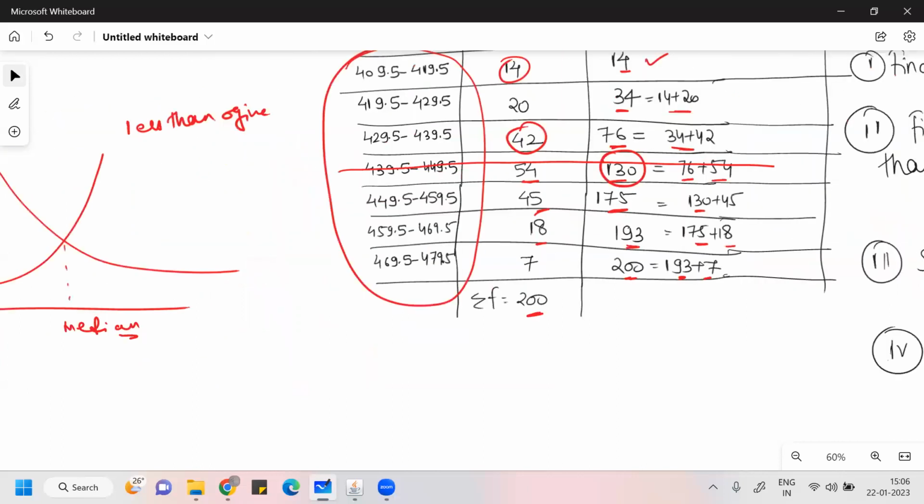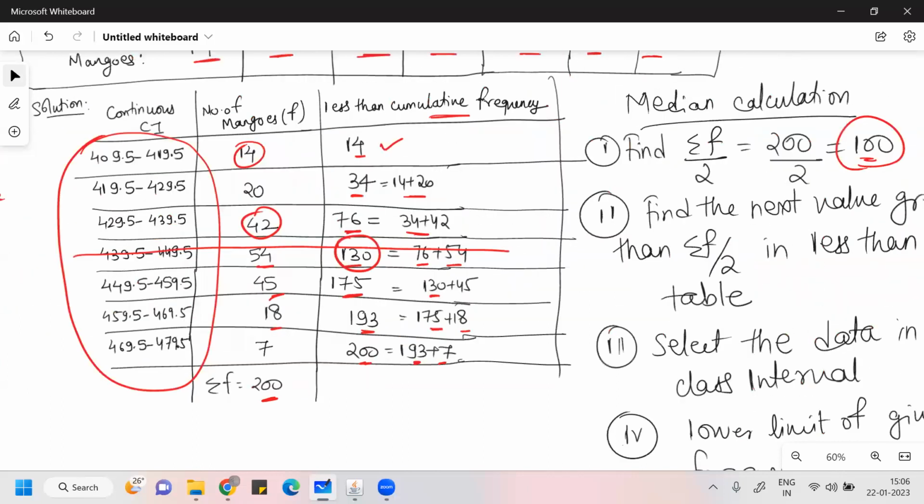Here also you'll do the same thing. The next value which is greater than 100 is 130. So it means your median lies in this range, between 439.5 and 449.5. But what is the exact value of the median? We don't know. So how will you find the median?